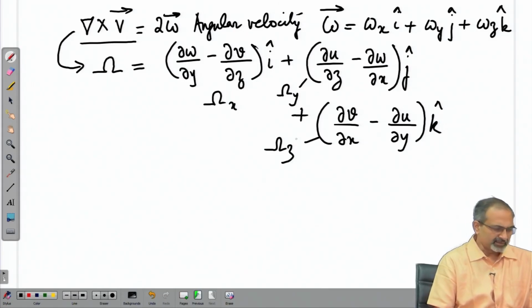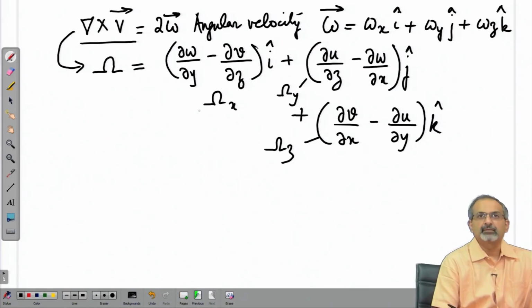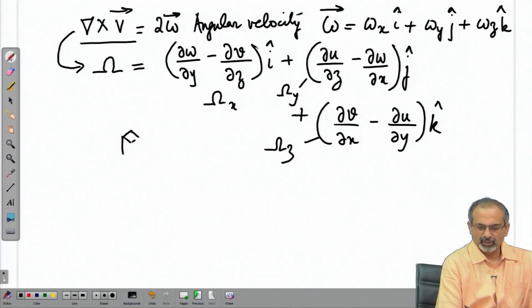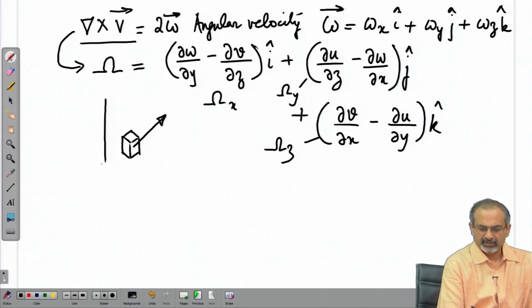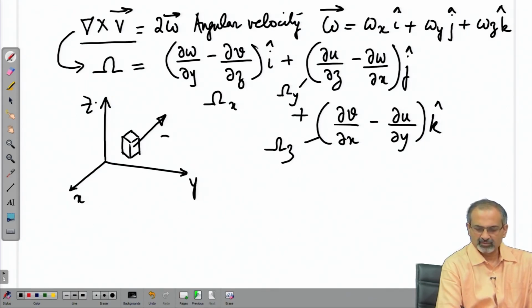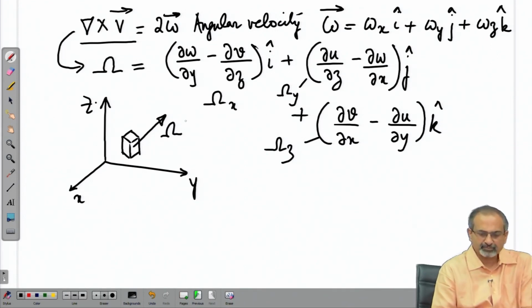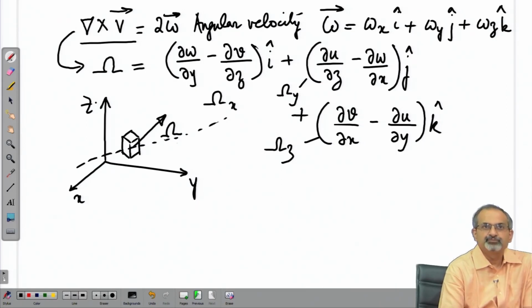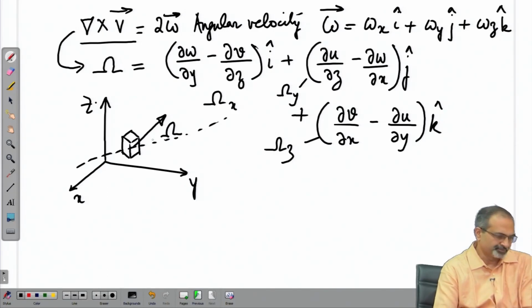You can imagine that in a 3 dimensional flow field where all the 3 components exist, the omega vector may be pointing in a direction which will be governed by the components. You may call this the omega vector. So, the fluid element may be following a streamline, but the omega points in a different direction in space. It may or may not be aligned with the streamline direction.